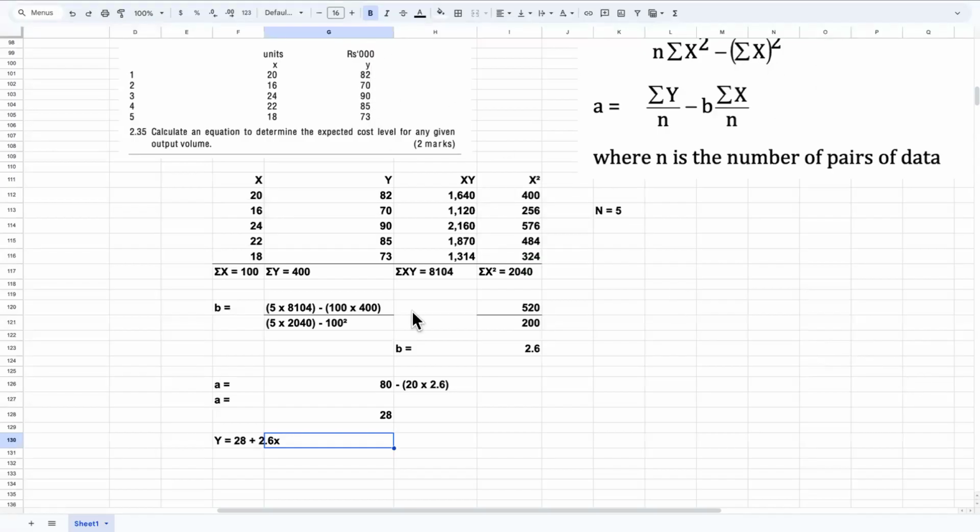So this question is okay. Can you deal with this? We have to do x and y separately, then xy, then x squared. Then we can have all the details of sigma x, sigma y, sigma xy, sigma x squared. All the details we need.